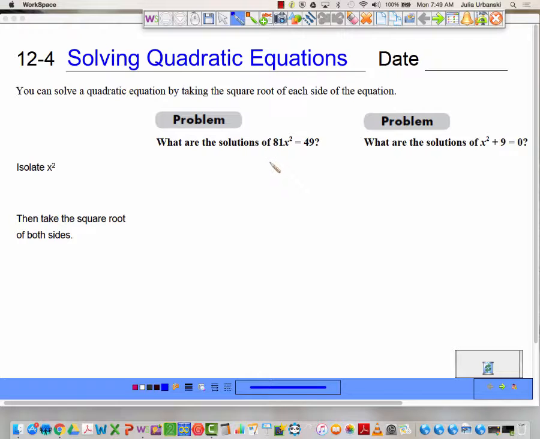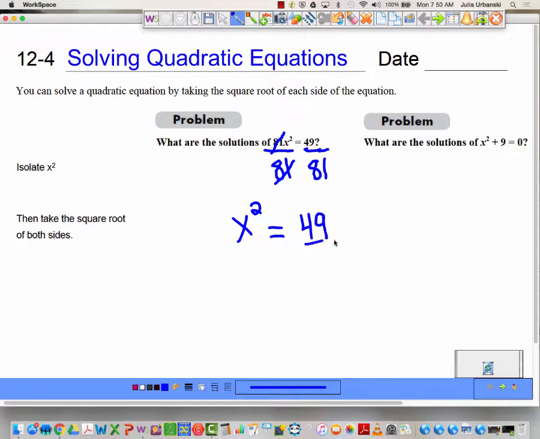So what you do is you divide both sides by 81. Get rid of the 81. We have x squared equals 49 over 81. So the next thing you're going to do is take the square root of both sides. Because when you take the opposite of x squared, you get x by itself. Remember, the square root and the square cancel each other out.